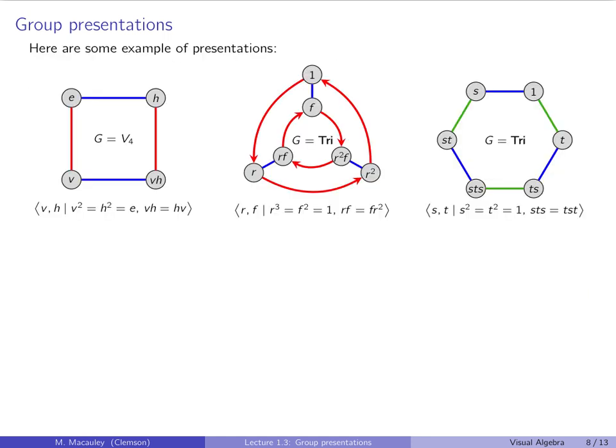Let's do some examples of some presentations right now. Here are some groups that we've seen. The first one is the Klein-4 group, V4, and it's generated by V and H subject to V squared, red, red, being equal to H squared, blue, blue, being equal to the identity. And also VH, red, blue, equals HV, blue, red. You can think of these as vertical and horizontal reflections or just as abstract letters. I could have used A and B instead of V and H.